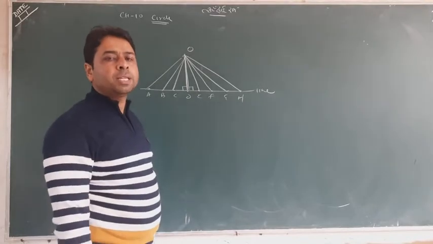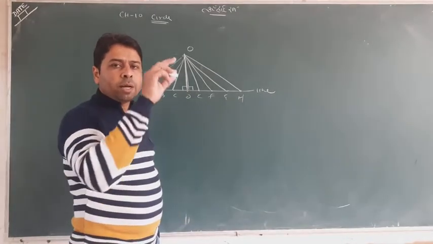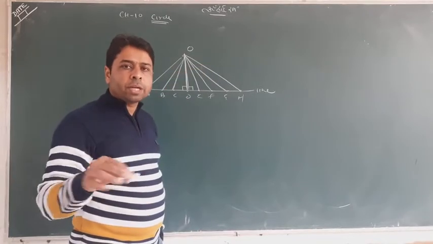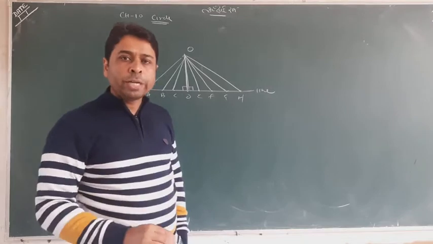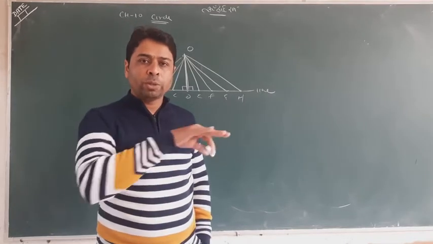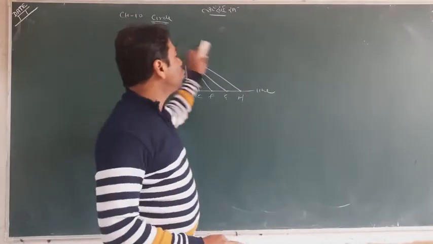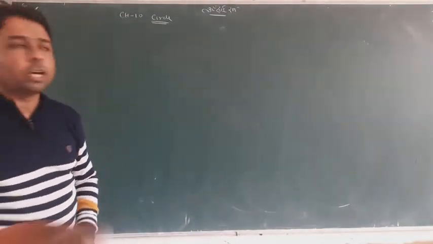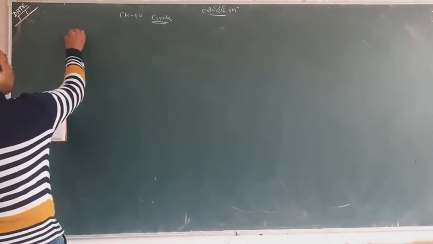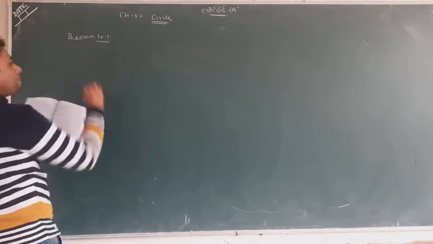So keep this in mind, a very general concept: if a point is given and a line is given, the shortest distance of the line from the point is the perpendicular to that line. Keep remembering this sentence. It will be useful in upcoming questions, and we have a theorem which will be used in further questions. So we have theorem 10.1.